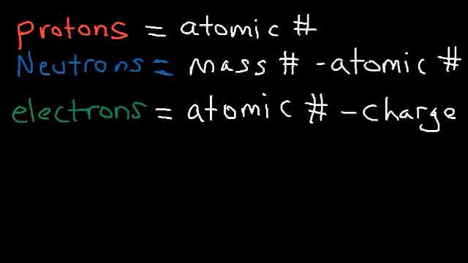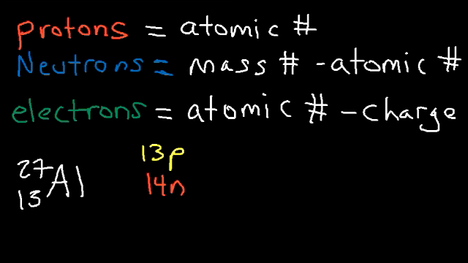Let's say if we have aluminum 27. The larger of the two numbers is the mass number. The smaller one, the 13, that's the atomic number. So therefore, the number of protons that we have is 13 protons. The neutrons is 27 minus 13, so we have 14 neutrons in this structure. And the electrons is going to be the atomic number minus the charge. Now, since there's no charge, it's going to be 13 minus 0, so we have 13 electrons.